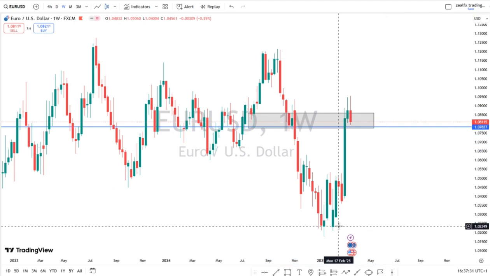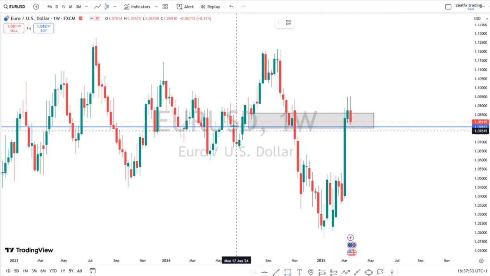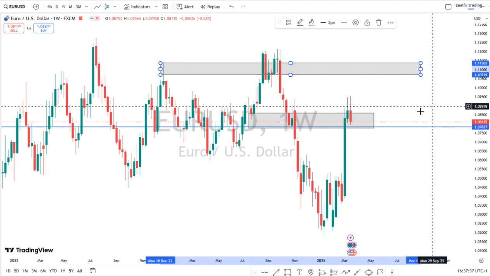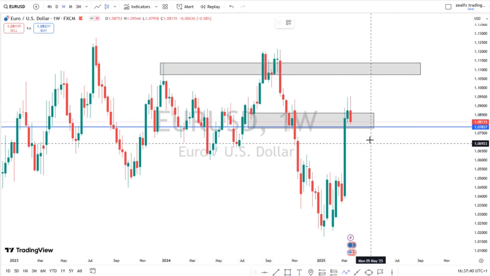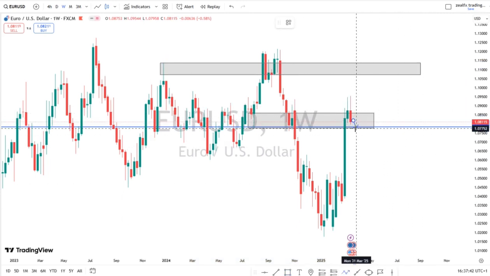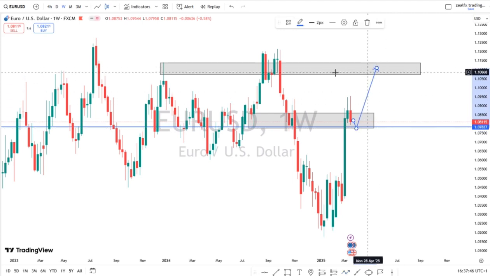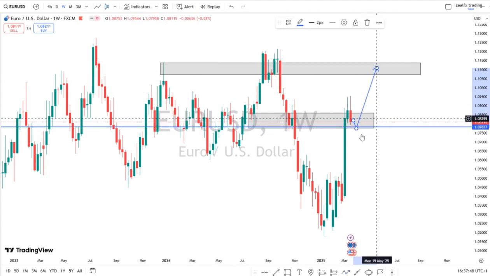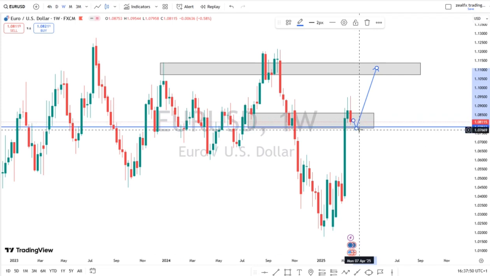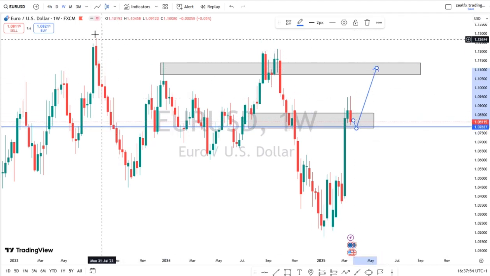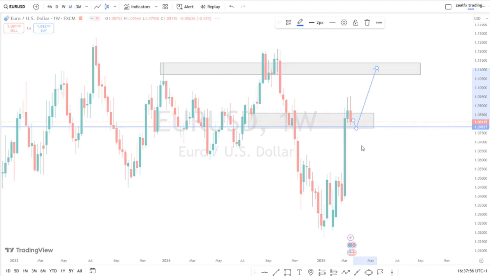So we're expecting price to do a retest before we see a push to the top. After price retests this supply, this demand zone, we will see price pushing higher to this next level for the EURUSD. So on EURUSD, we'll be looking for a buying opportunity this week. So let's look at the monthly chart of the EURUSD.